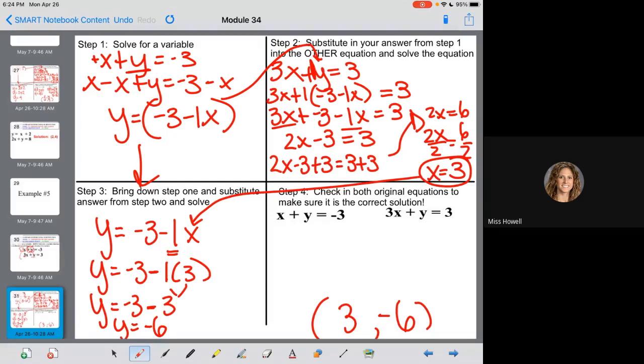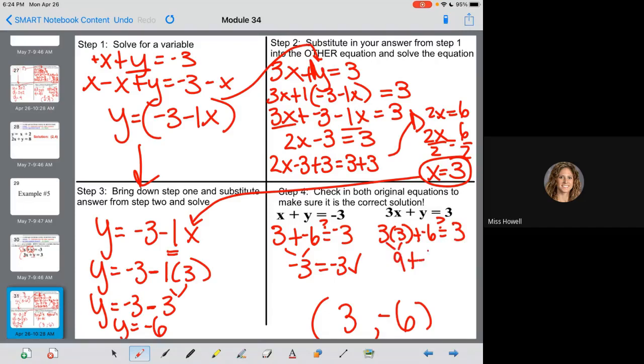Remember, it has to work in both equations to be the solution, or we made a mistake somewhere, so we'd have to go back and find it. So we want to check. 3 plus -6, would that actually give us -3? Yep, 3 plus -6 would give us a -3. We're good here. All right, over here, 3 times 3 plus -6. Would that actually give us a +3? Well, 3 times 3 is 9. So when we take that and we add to it -6, yep, we do get 3 equals 3.